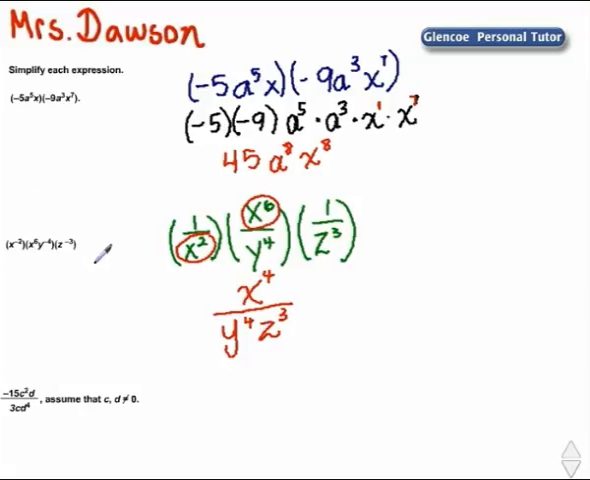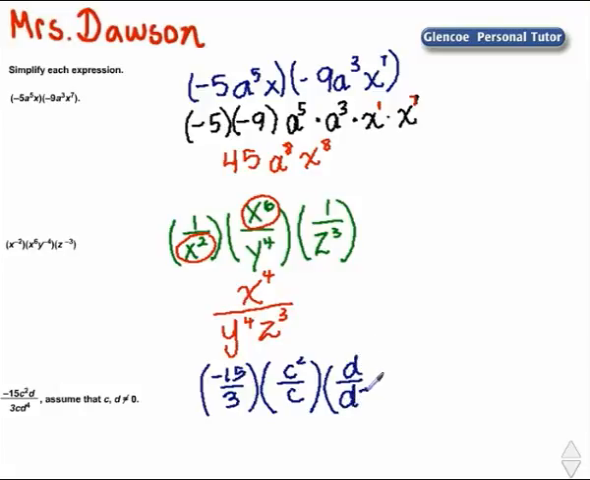The last expression, negative 15 times c squared d divided by 3c d to the 4th. We can rewrite and have common factors written. So negative 15 divided by 3, grouping c squared divided by c, and d divided by d to the 4th. Keeping in mind that we're assuming c and d are not equal to 0, because dividing by 0 would be undefined.